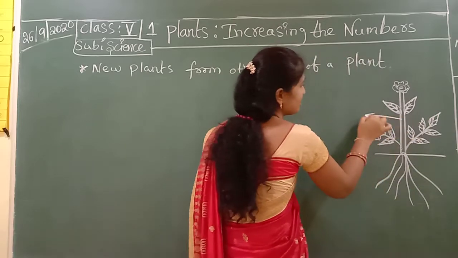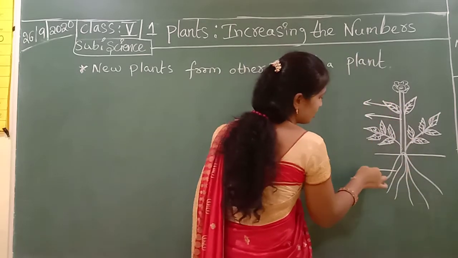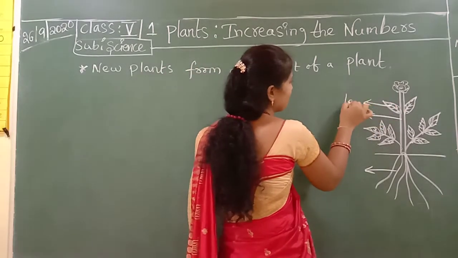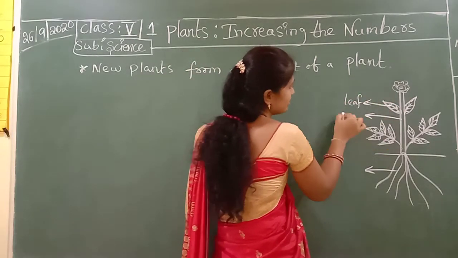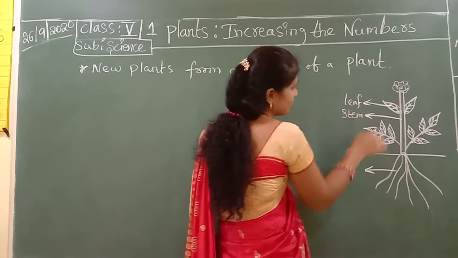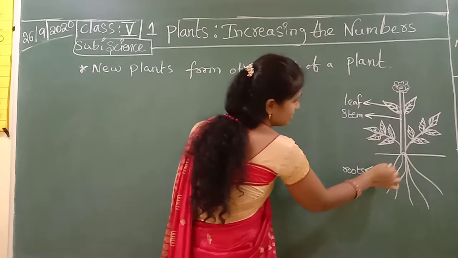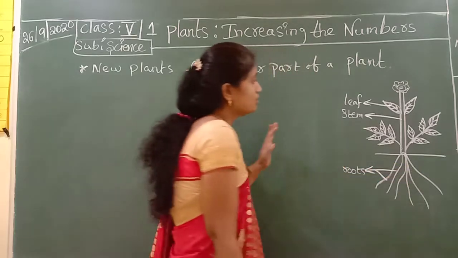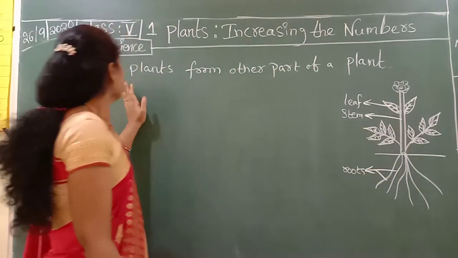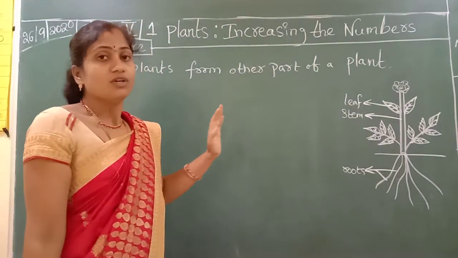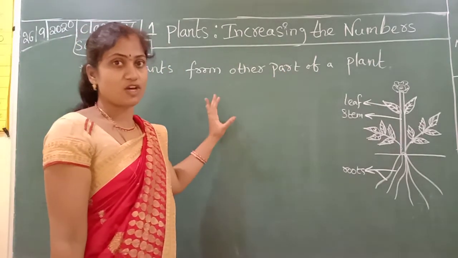What is this? You have to find out, children. This is the leaf. This is the stem. These are the roots. Okay children, these all are roots. So mostly, new plants from other parts of a plant. Today we are discussing this topic.